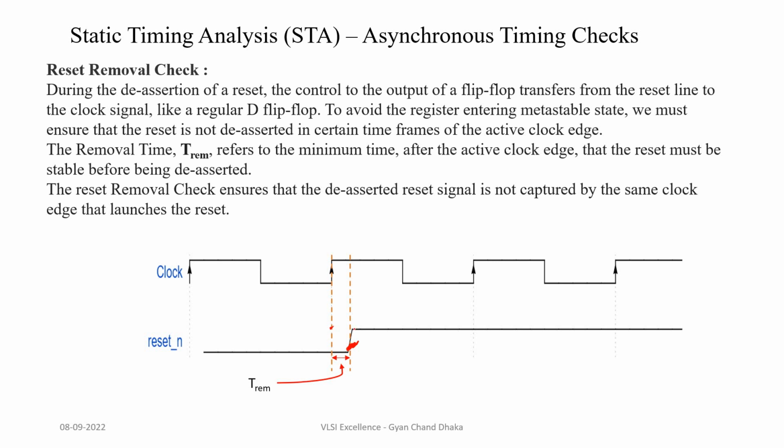stable before being de-asserted. So again, I would like to point out that asynchronous reset assertion is not an issue as far as flip-flop metastability is concerned, because the flip-flop finally will be in the reset state after some time. But asynchronous reset de-assertion is an issue as far as flip-flop metastability is concerned, because in this particular scenario, our flip-flop is going from reset state to the normal state. And if in the normal state our flip-flop is in a metastable state, then that might cause functional issues. So I hope the reset removal check is clear.